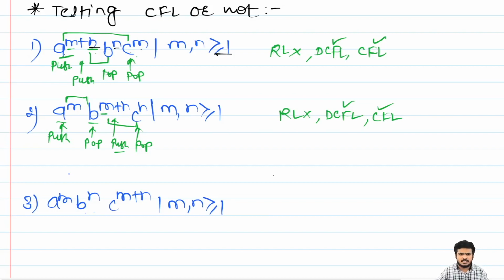Okay, so let's consider this third one: a raised power m, b raised power n, c raised power m plus n. Okay, so how can we write this? This should be written like c raised power n plus m. So c raised power n, c raised power m. So b raised power n and c raised power n we can compare, and similarly a raised power m and c raised power m we can compare.